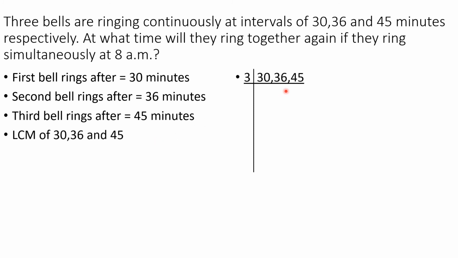I am using the common division method, 30, 36 and 45. And what is a common divisor? Yes, 3 is a common divisor for all. 30 and 36 are divisible by 2, but 45 is not divisible by 2. That's why I'm taking the common divisor for all first, which is 3. So here 3 tens are 30, 3 twelves are 36 and 3 fifteens are 45. Now 10, 12 and 15.